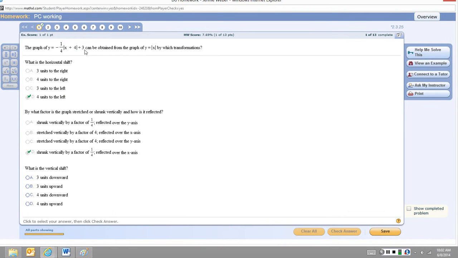And then what's the vertical shift? Well, the vertical shift is whatever's tacked onto the end, and we match the signs. This is plus, so this means move it up, to the positive 3. So 3 units upwards.